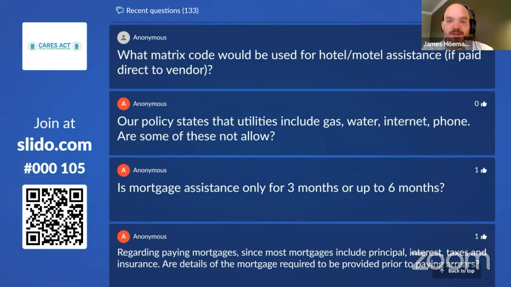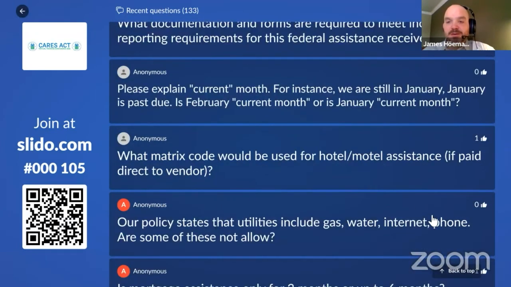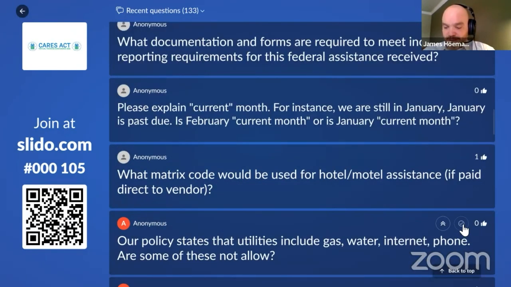Our policy states that utilities include gas, water, internet, phone. Are some of these not allowed? So in terms of the internet and the phone, what we have said in the past is that if those are hardwired, in other words, if that's an actual infrastructure piece, then we'll cover that.